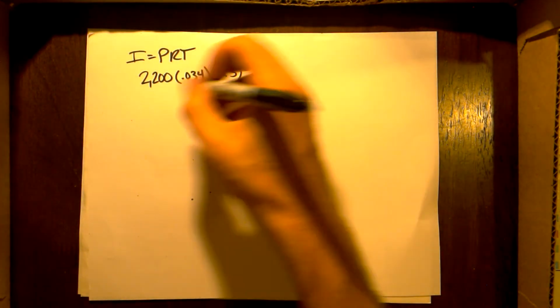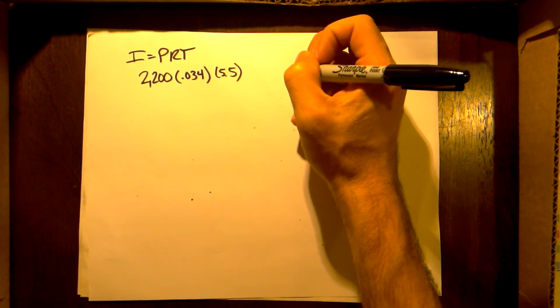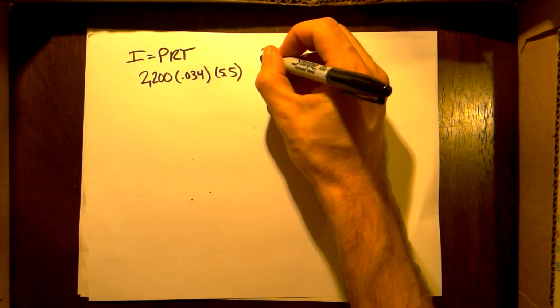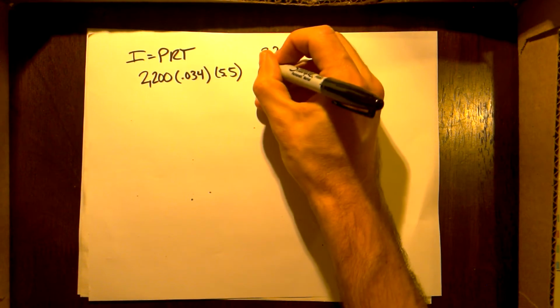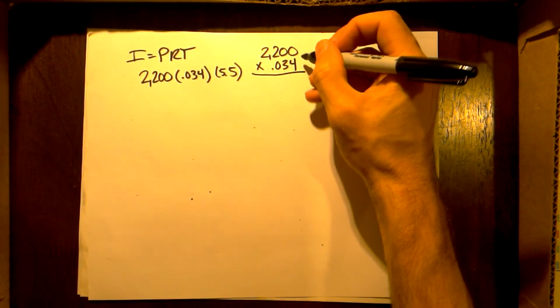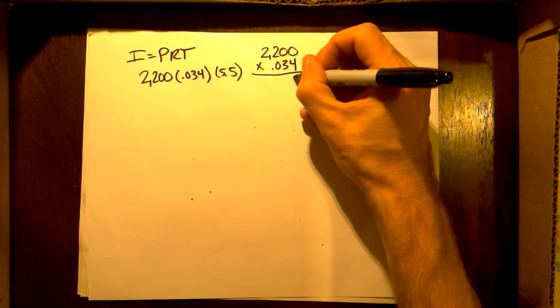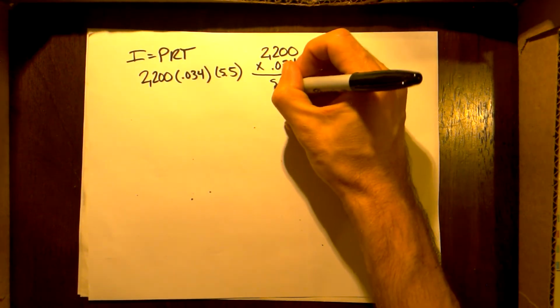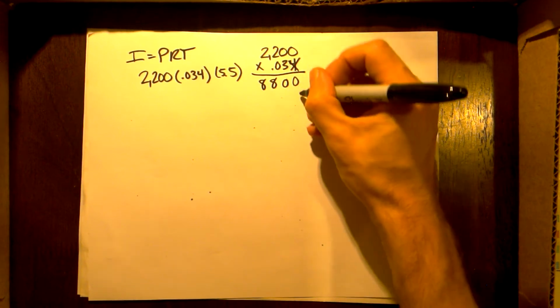All we need to do is multiply these three numbers together, and that will give us the interest. So I'm going to take 2,200 times 0.034. Remember, I can ignore the decimal until the end. 4 times 0, 4 times 0, 4 times 2, 4 times 2, tic-tac-toe.